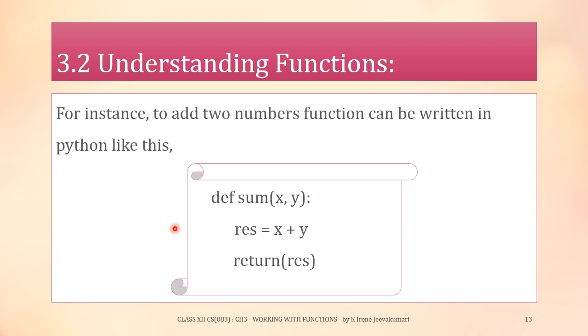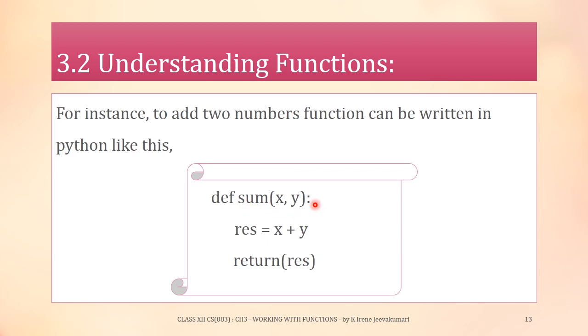Otherwise, you can say, if you want to write a function in Python, it should start with the keyword def, followed by the name of the function. Here the name of the function is sum. The variables or identifiers within the parentheses are the arguments or parameters. These are the values given to this function. Here x and y are the values or the arguments to the function sum.